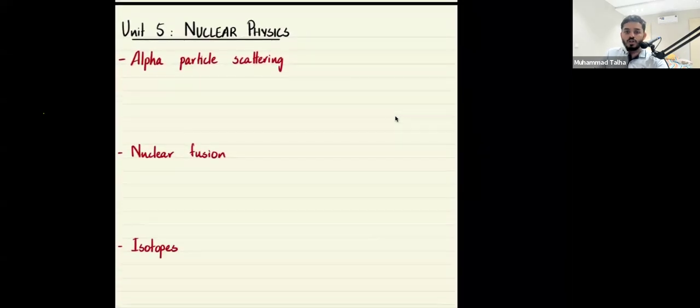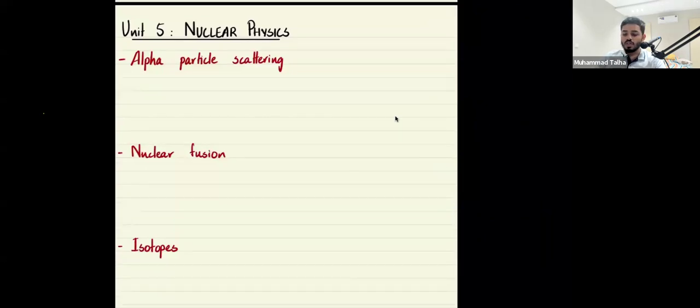All right, on to Unit 5, nuclear physics. Alpha scattering is something which did come into the IGCSE March 24 paper. So I hope you guys now know exactly what observations correspond to what conclusions. That's something that could be asked.